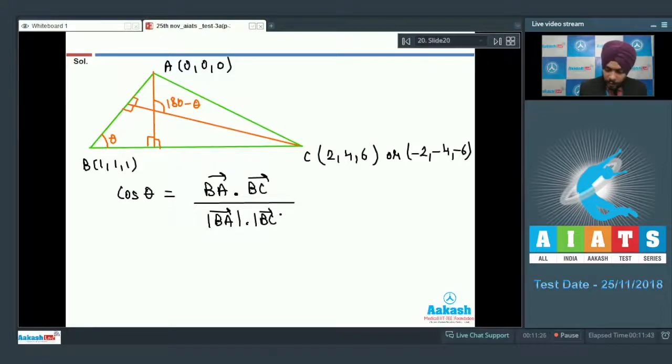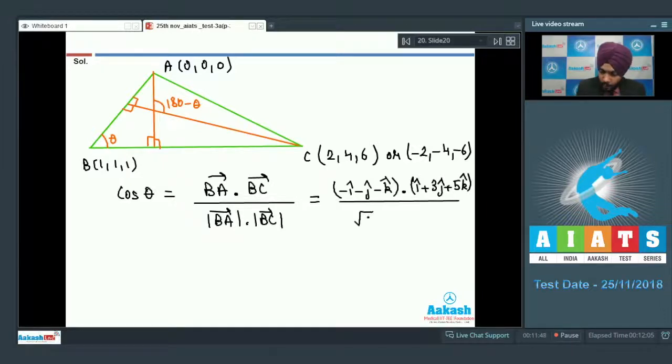And I need cos of 180 minus theta, that is minus cos theta. BA will be minus i minus j minus k dot BC will be i plus 3j plus 5k, whole divided by root 3 into root 35. So this will be minus 1 minus 3 minus 5, that is minus 9. So minus 3 root 3 divided by root 35.